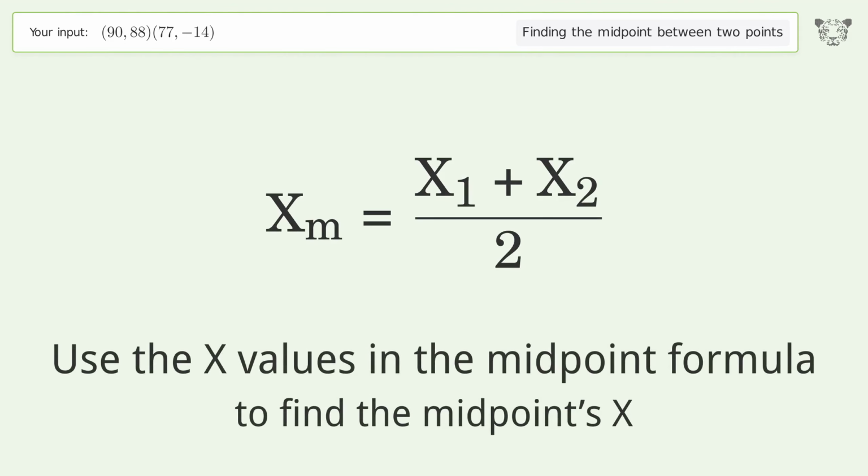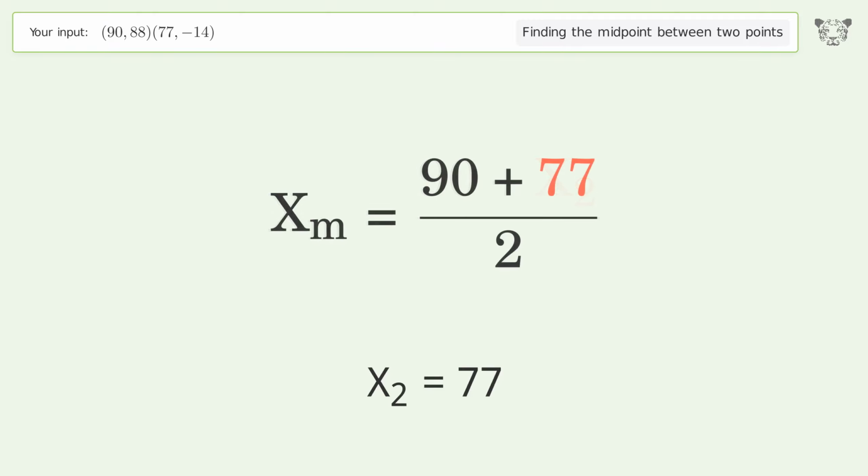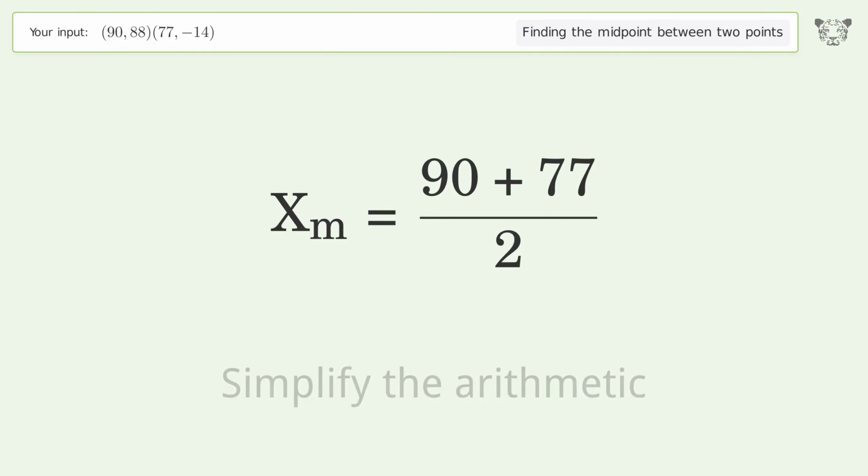Use the x values in the midpoint formula to find the midpoint's x. x1 equals 90. x2 equals 77. Simplify the arithmetic.